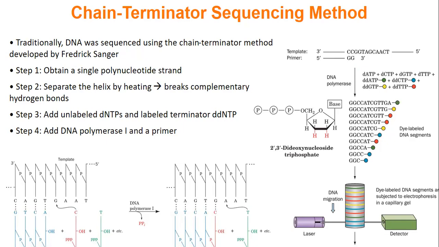Sanger is a big name in the field of DNA, developed a lot of technology. So when you look back at how science started, especially with DNA, Sanger's name popped up a lot. So let's take a look at the chain terminator sequence method. Step one, you need a single polynucleotide strand. So you need to take your double-stranded DNA, melt it to get single-stranded DNA. And this is usually done by heating. So you heat it up to melt it.